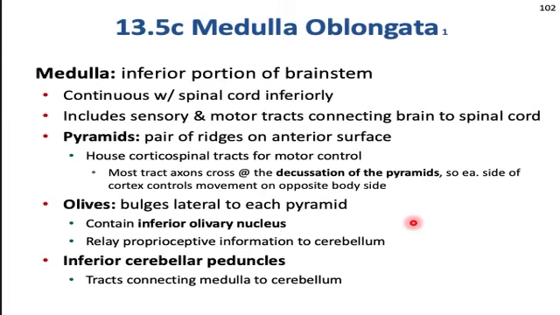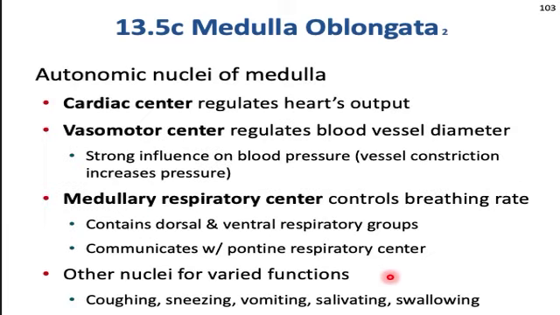The olives are bulges that are lateral to each pyramid and contain the inferior olivary nuclei, which relay proprioceptive information to the cerebellum. Now you might wonder, what's proprioceptive information? That is information about your body's position in space. And then the inferior cerebellar peduncles are tracts that connect the medulla to the cerebellum.